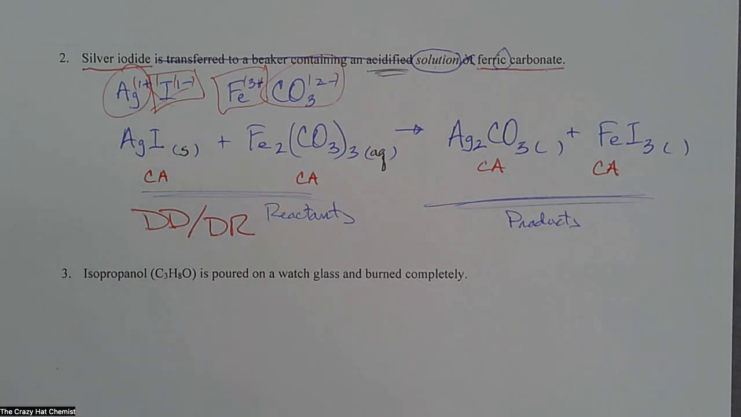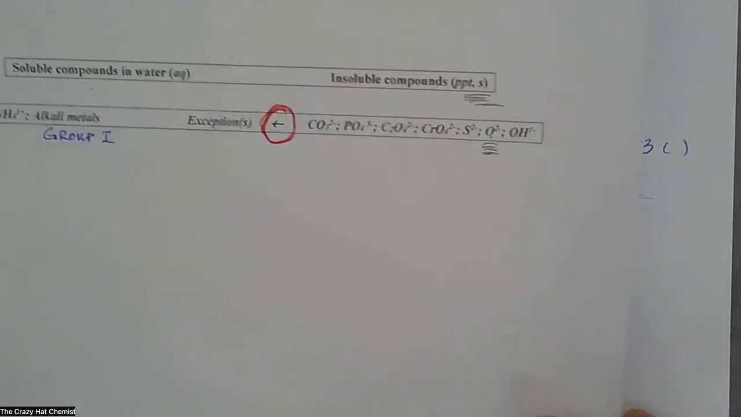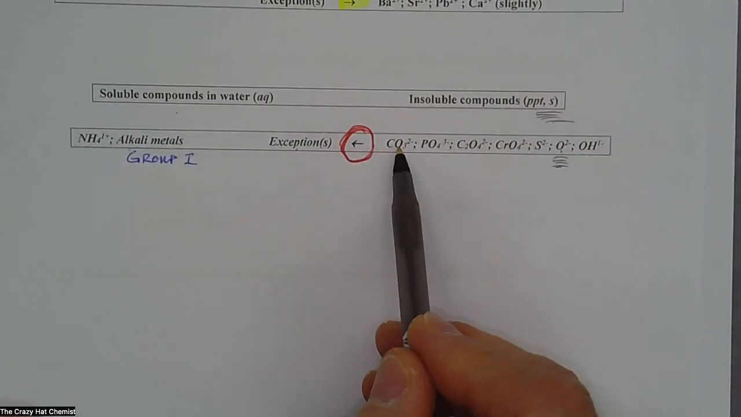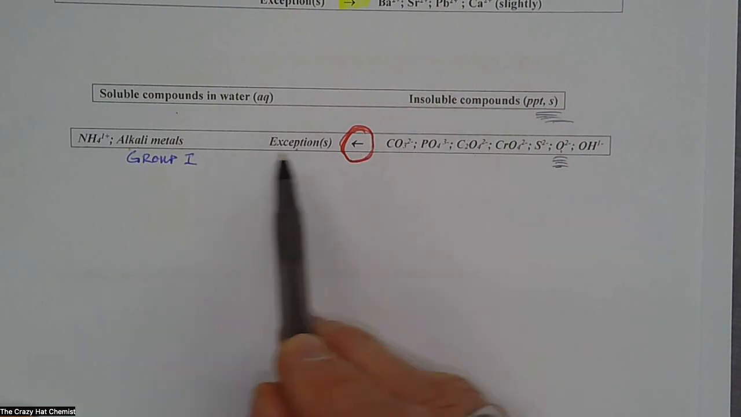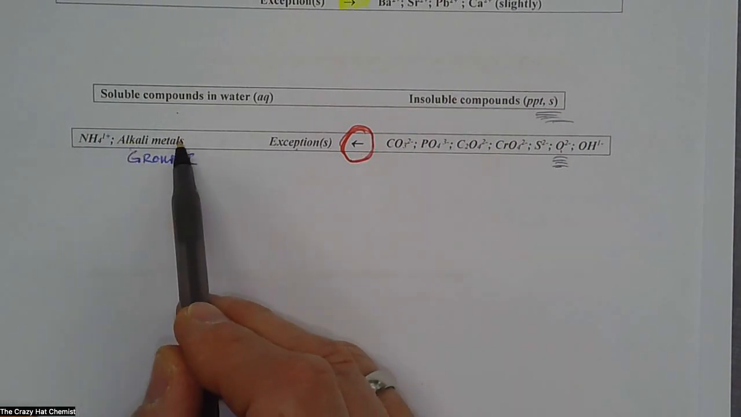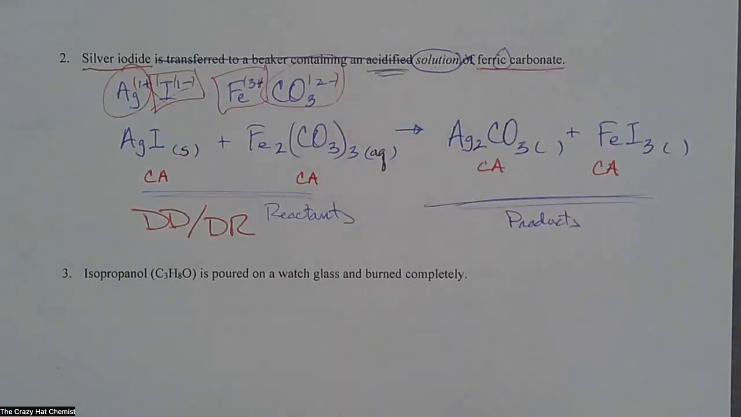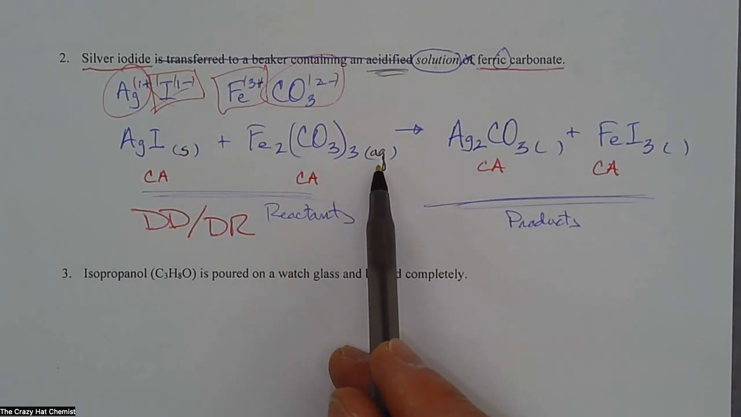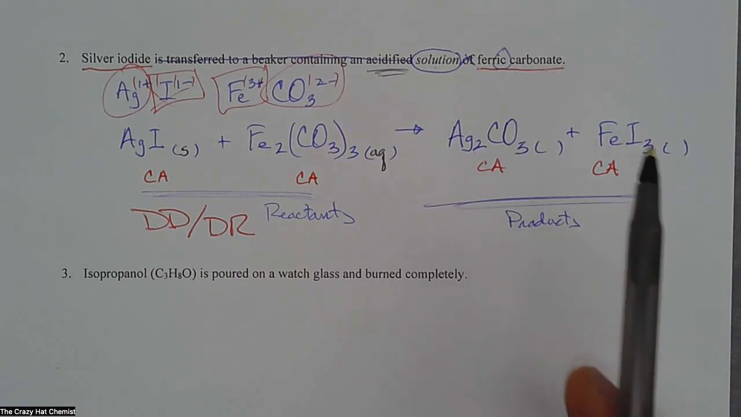But if you were not given that solution, then you would think that carbonates are insoluble, and the exceptions to that are ammonium ion and the alkali metals, group 1s, of which that's not. Normally that would be a solid. Then we have silver carbonate.